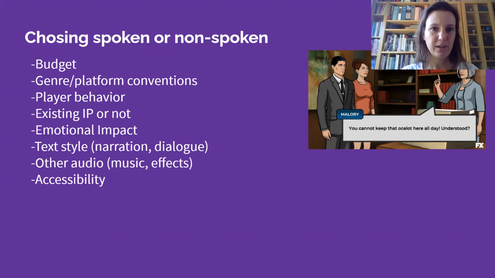Think about that. Think about if you want your game to be accessible to as many players as possible, and hopefully you want to, because that's a really important thing. What will the impact be of having spoken dialogue or non-spoken dialogue?